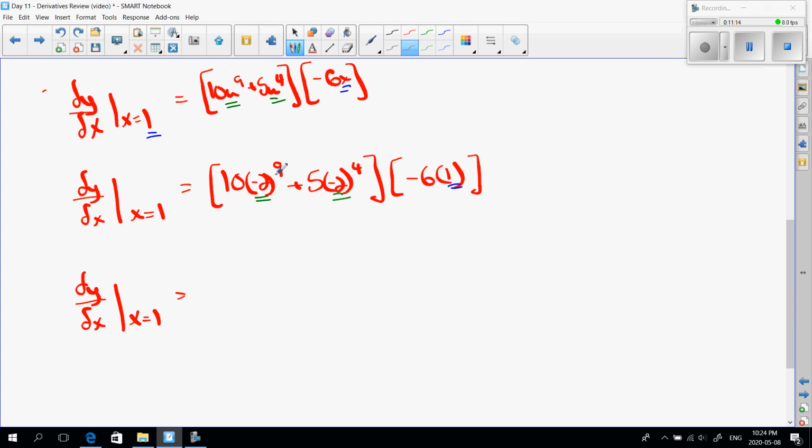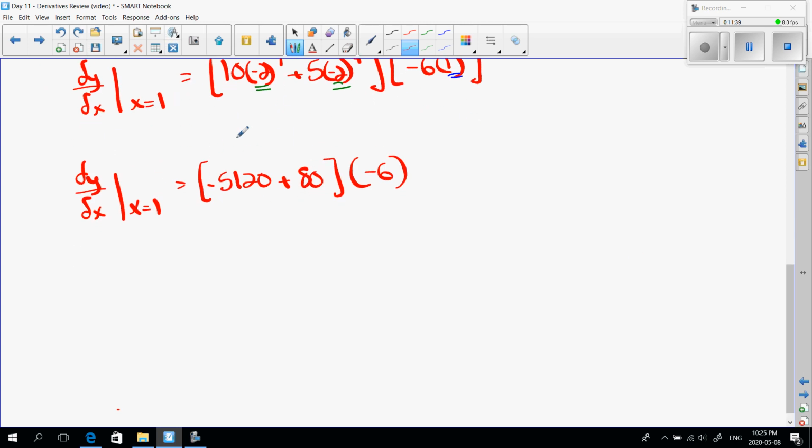Now I just got to work it out. -2 to the 9th, that's -512. -512 times 10 is -5120. -2 to the 4th, that is +16. So I'm doing my exponents first. Multiplying by 5, 16 times 5 gives me 80. And then in this bracket, -6 times +1, I get -6. Work this out, -5120 plus 80.